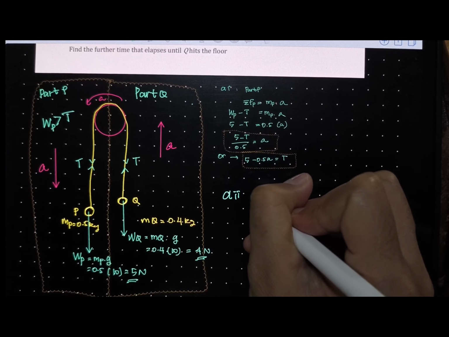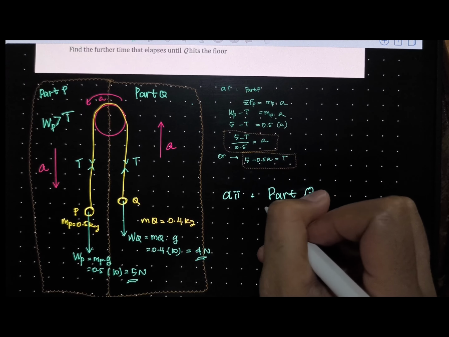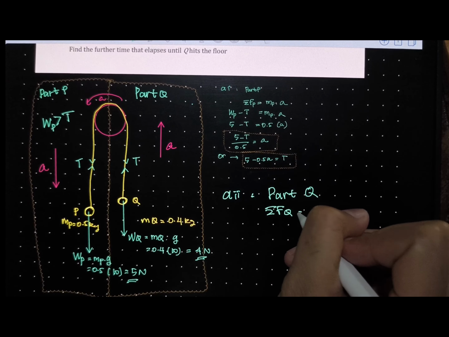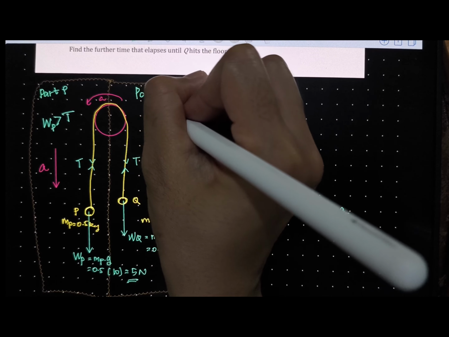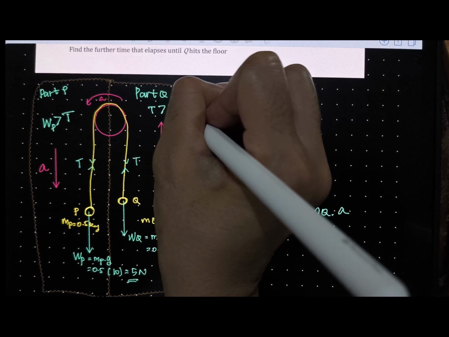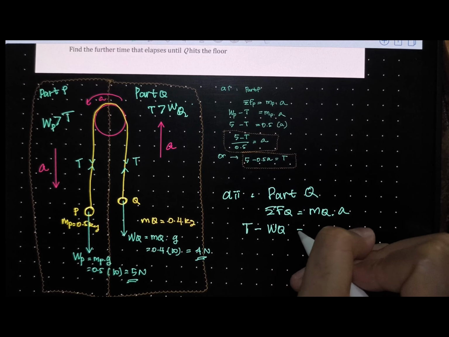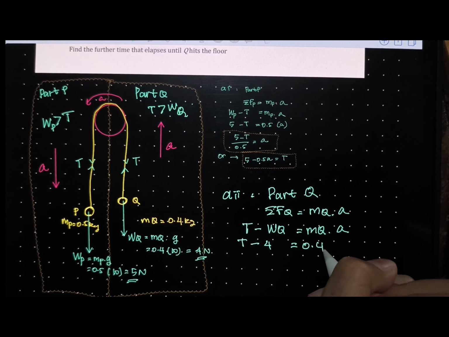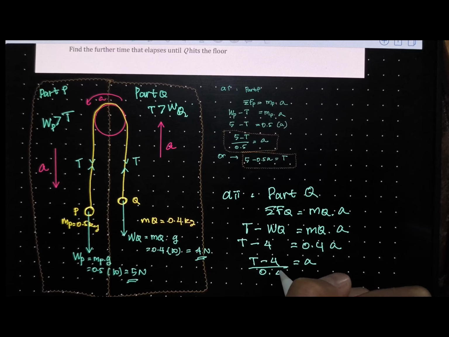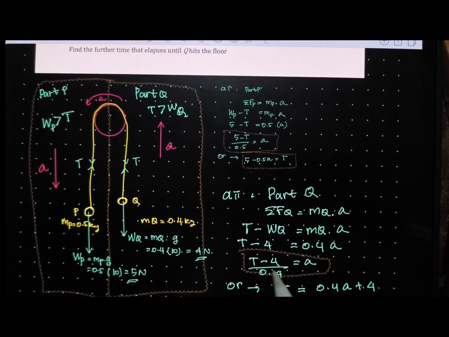Do the same steps to find the equation for particle Q. Since particle Q is moving upward, it means the tension is greater than the weight of Q. So, the sum of forces acting on particle Q equals the mass of Q times acceleration. Tension minus the weight of Q equals the mass of Q times acceleration. By substituting the values, you will get two equations for Q. You can use either one depending on which you understand better.